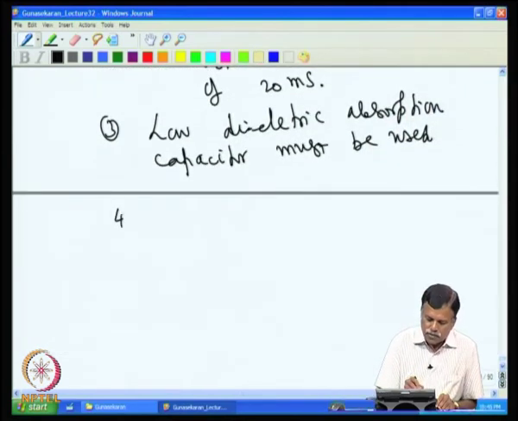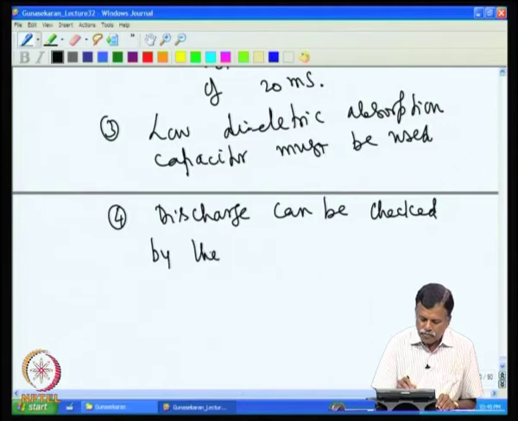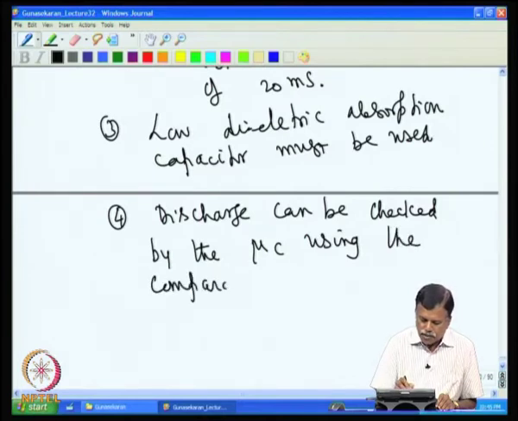So, discharge can be checked by the microcontroller using the comparator.